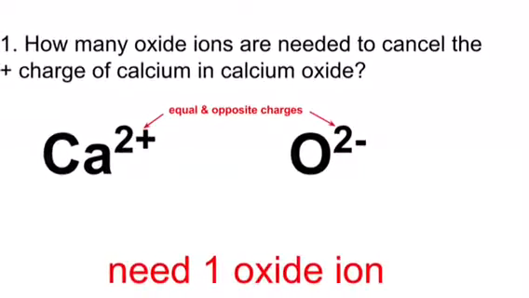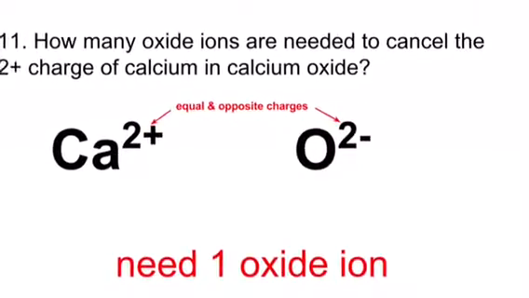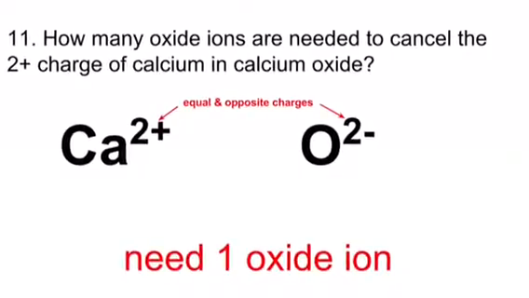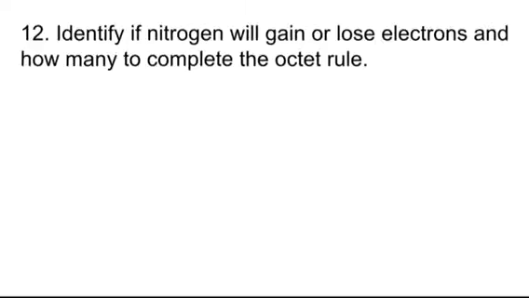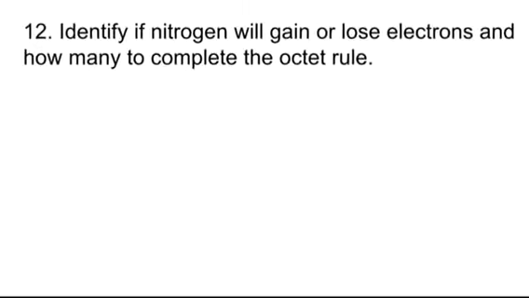Because the charge of oxygen is equal and opposite to that of calcium, we need one of each atom to cancel each other out. 12. Identify if nitrogen will gain or lose electrons and how many to complete the octet rule.